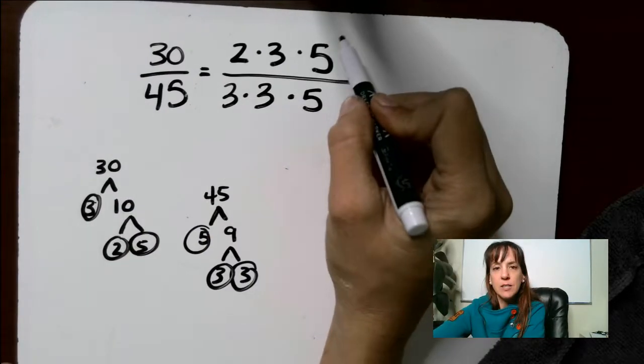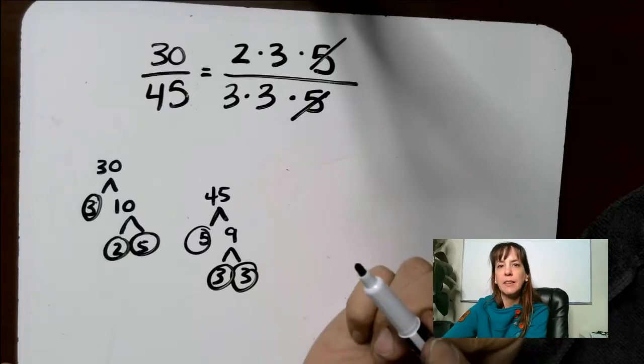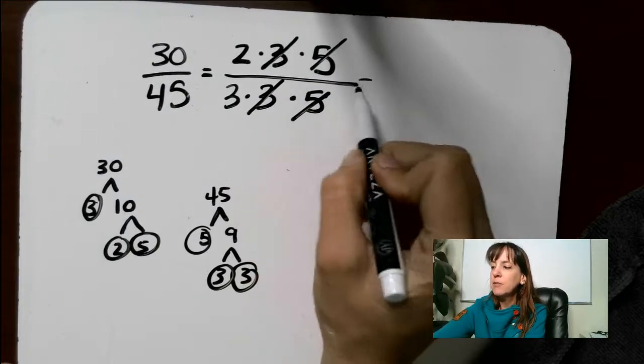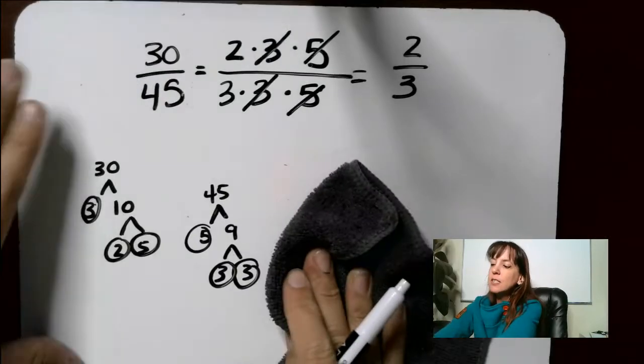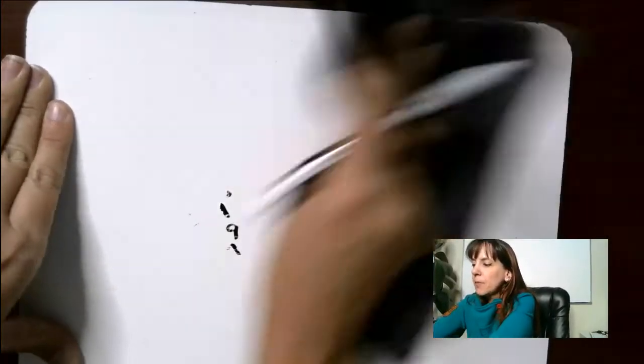Guys, if it's on the top and the bottom, you can lob it off just like that. Just like this, and I'm left with 2 over 3, okay? So that's another method for doing these.